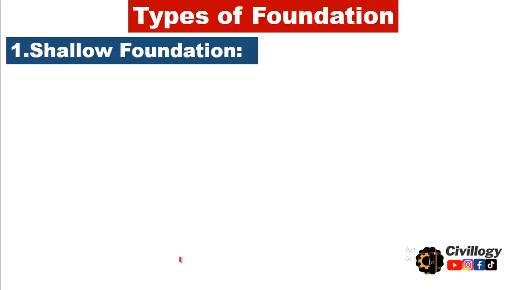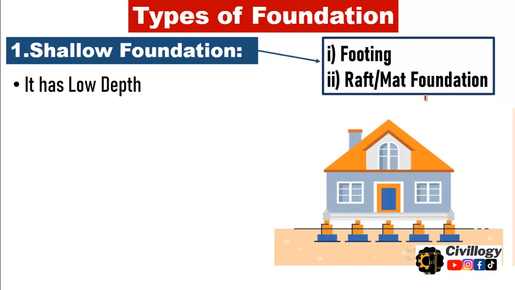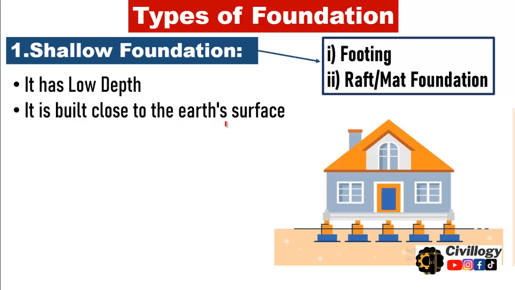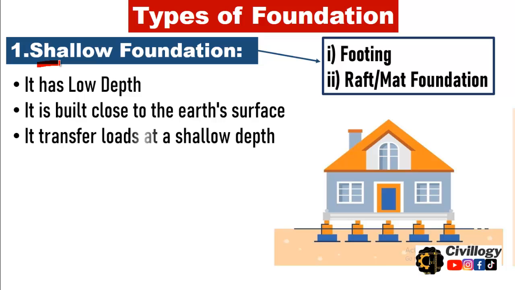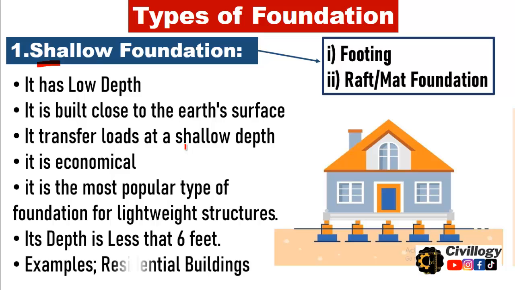So let us discuss the first one, which is shallow foundation, and it has two subtypes, which are footing and raft or mat foundations. It has low depth, such as for residential buildings. It is built close to the earth surface, as the name indicates. Shallow means not too deep, and it transfers loads at shallow depth. It is economical and it is the most popular type of foundation for lightweight structures, and its depth is less than 6 feet. Examples include residential buildings.